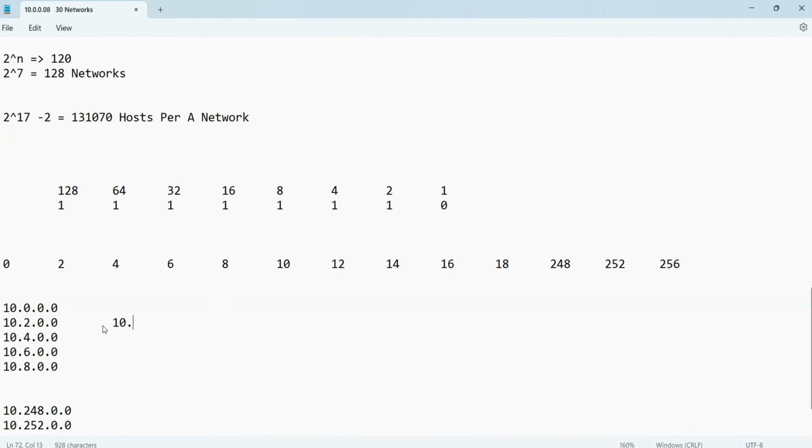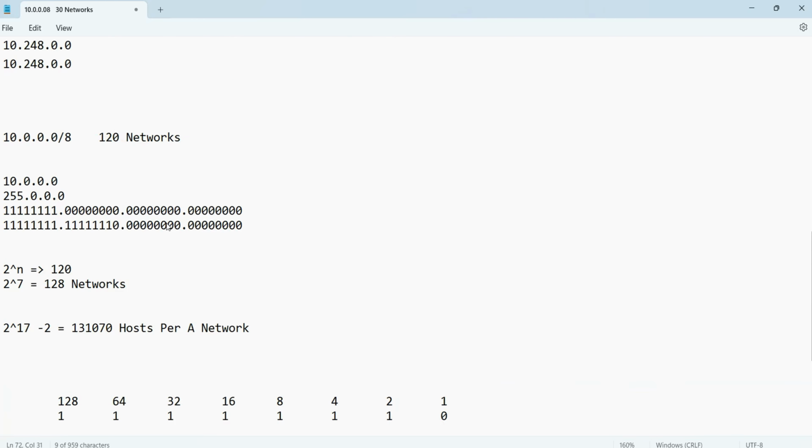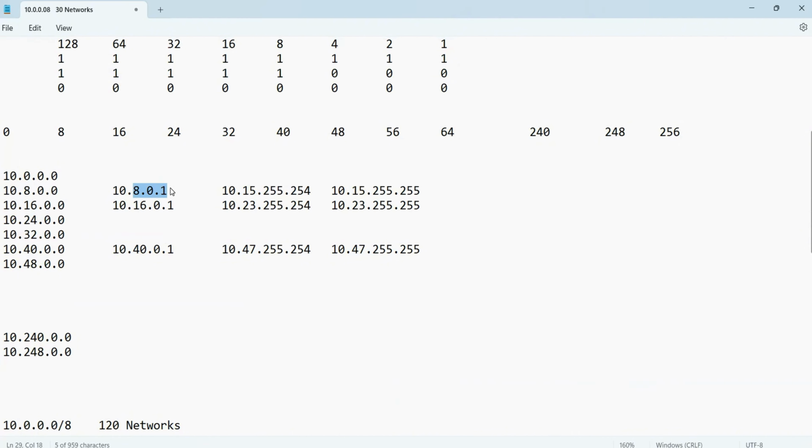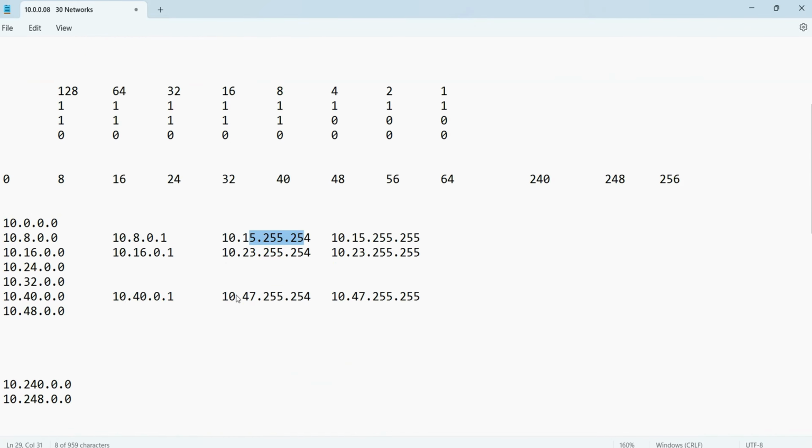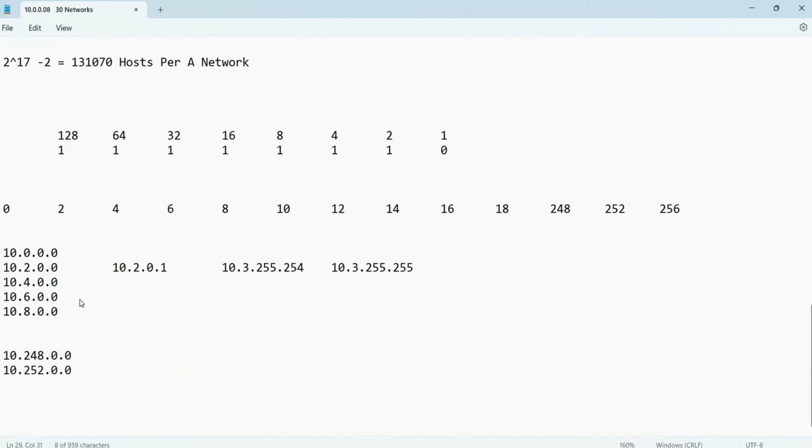What is the first host? 10 dot what? Dot 2 dot 0 dot 1. What is the last host? Well, the next network is 4 dot 0 dot 0. So 10 dot 3 dot 255 dot 254. The broadcast is 10 dot 3 dot 255 dot 255. Okay, but this network. So if I count 2.0.1 until 3.255.254, I'll get these hosts, just like this one. If I count 8.0.1 until 15.255.254, I will get this number, 524 what? Thousand.